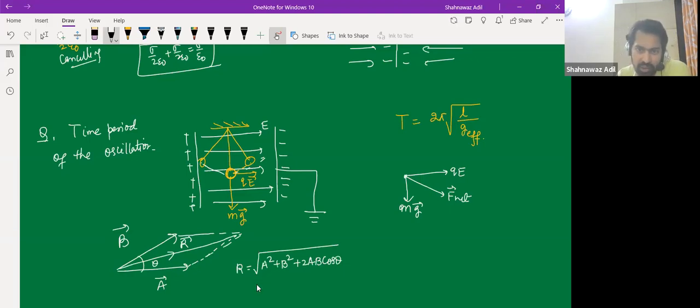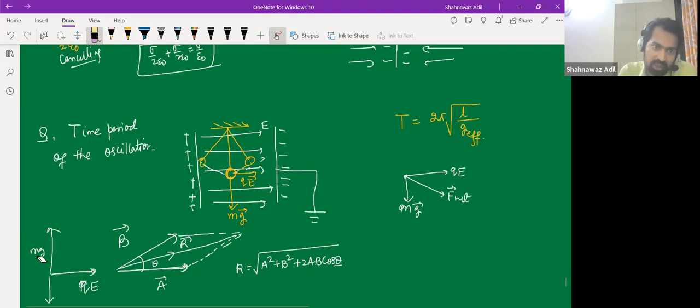So if theta is 90, because these two vectors, let's say this is mg or qE, and this is mg. Obviously the direction is opposite, but these are perpendicular. So let me write it as mg. Okay, so theta is how much?